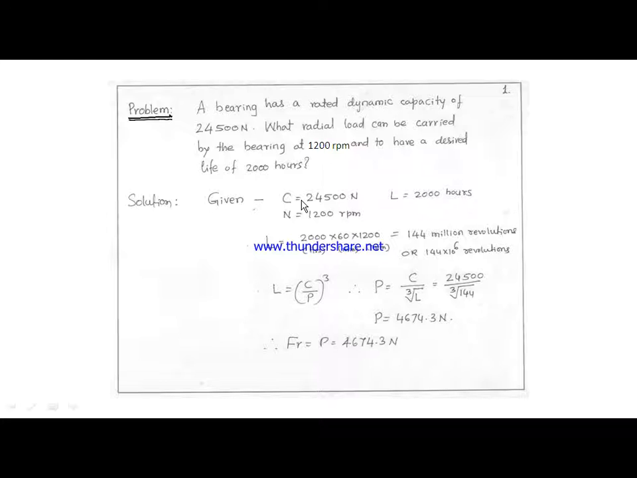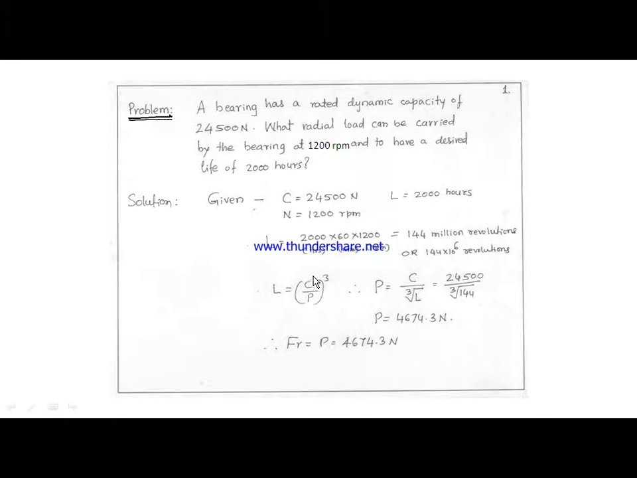See, the dynamic capacity is given, life of the bearing in hours, LH, is given as 2000 hours, and speed of the shaft is 1200 RPM. So the life of the bearing in terms of revolutions: life in hours, 2000, multiplied by 60 to convert hours to minutes, into speed of the shaft, 1200 RPM. So you will get 144 million revolutions, or 144 into 10 to the power of 6 revolutions. So using this equation, L equal to (C by P) raised to 3.